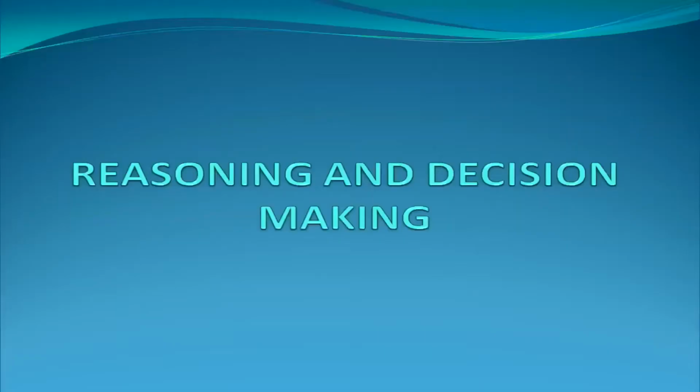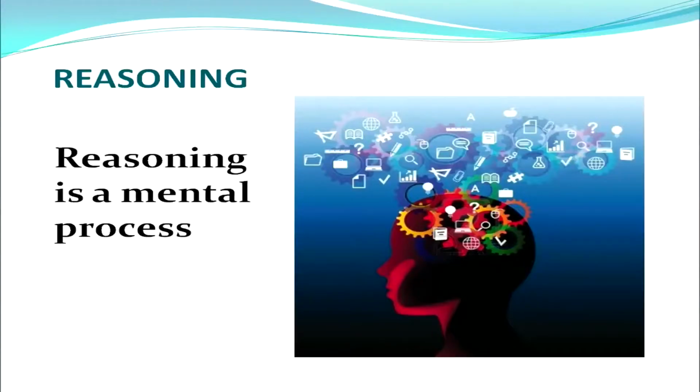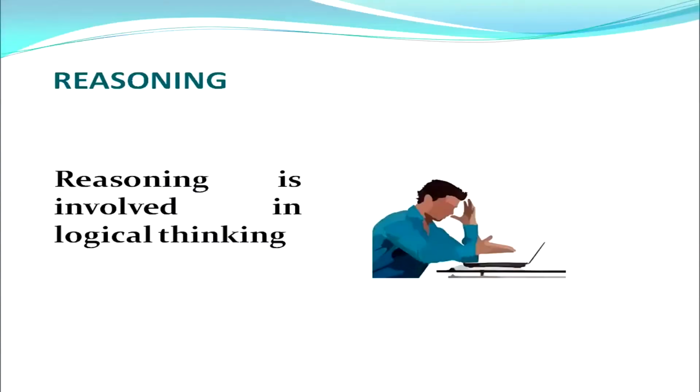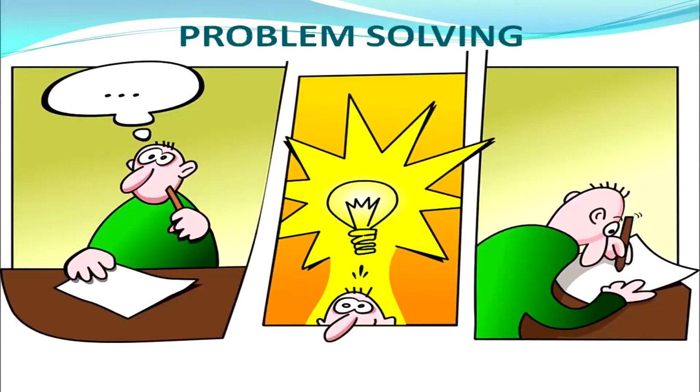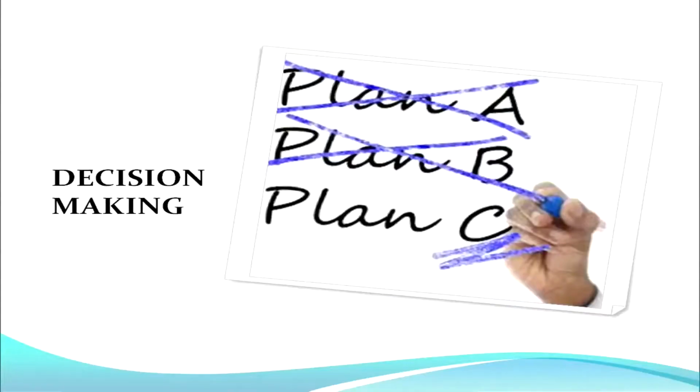Let us come to the next topic of discussion, which is reasoning and decision making. Now, let us first understand what reasoning is. As the name suggests, reasoning is a mental process. In order to give reasons for particular things, you need to think over it. That means the cognitive functions are at work. Reasoning is involved in a number of processes. For example, it is involved in logical thinking, problem solving and decision making.